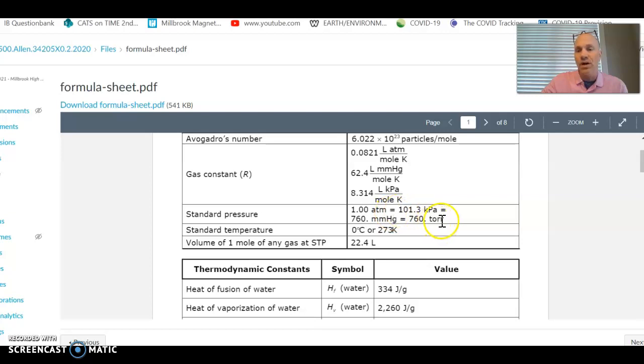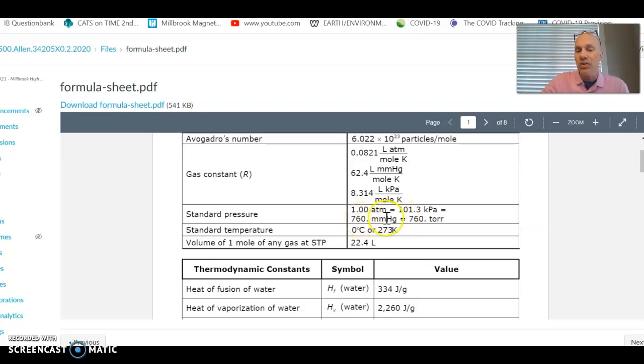Which is T-O-R-R. And you can see these equivalencies up here. 1 atmosphere is the same as 760. millimeters of mercury, for example. Notice the decimal point in that. That's to indicate that this would be considered to have 3 significant figures.